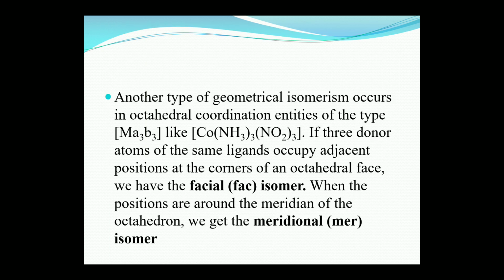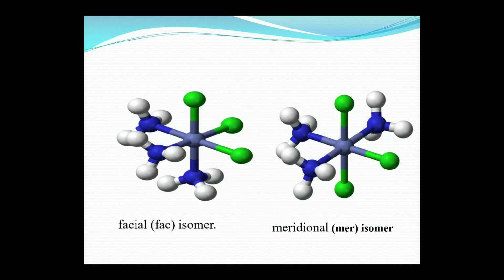Now another type of geometrical isomerism occurs in the octahedral coordination entities of the type MA3B3. Here you can see I have given an example of the complex which I have written over here. There are three amine and three nitro groups of the same ligand occupying adjacent positions at the corner of the octahedral face. We have the facial isomer. When the positions are around the meridian of the octahedron, we get the meridional or mer isomers. Here you can see through the pictorial presentations.